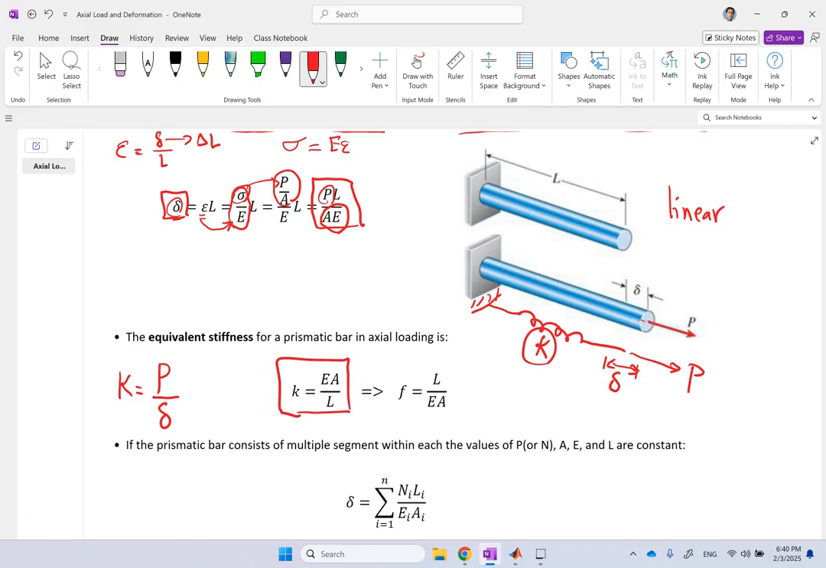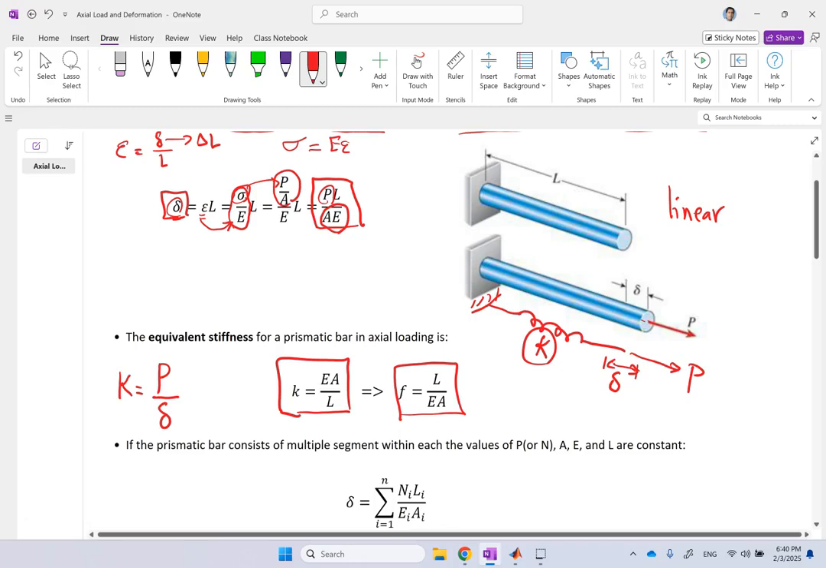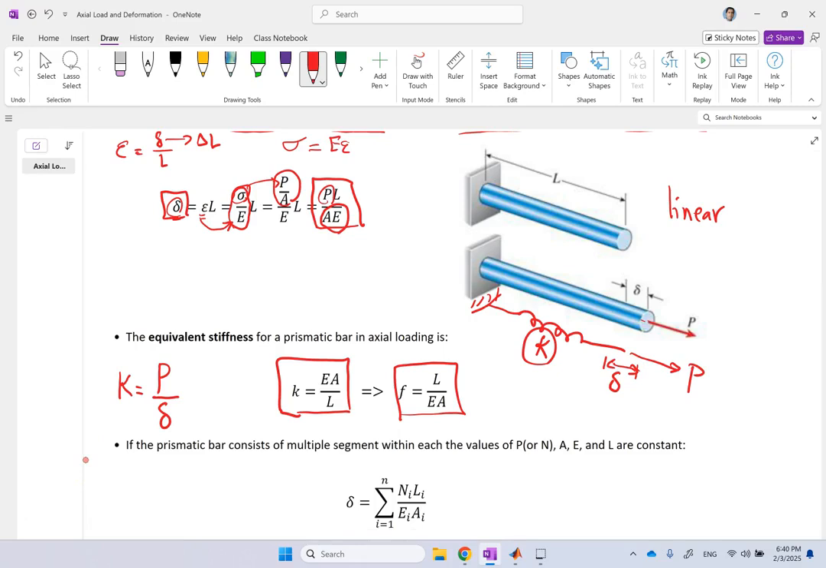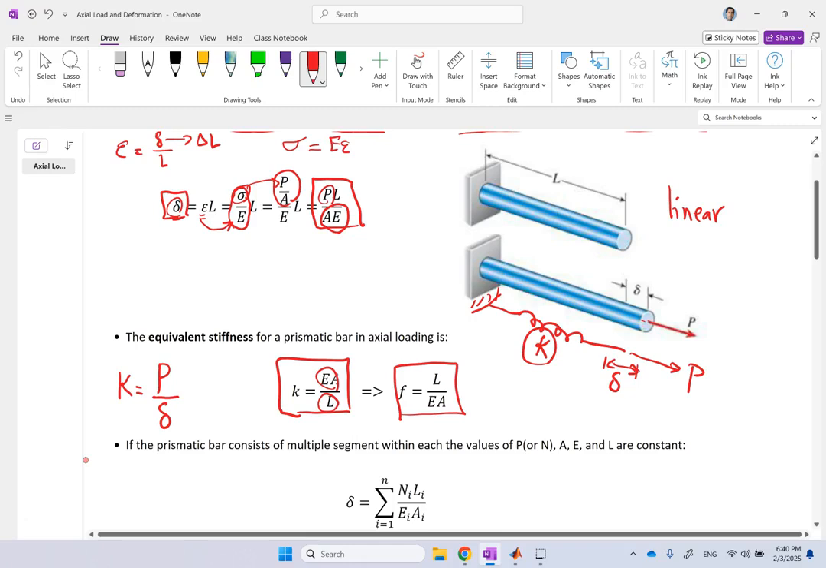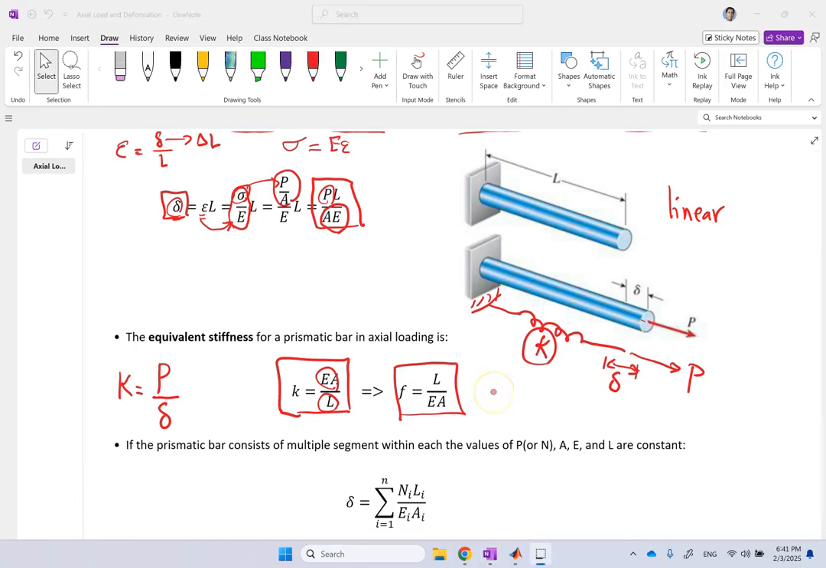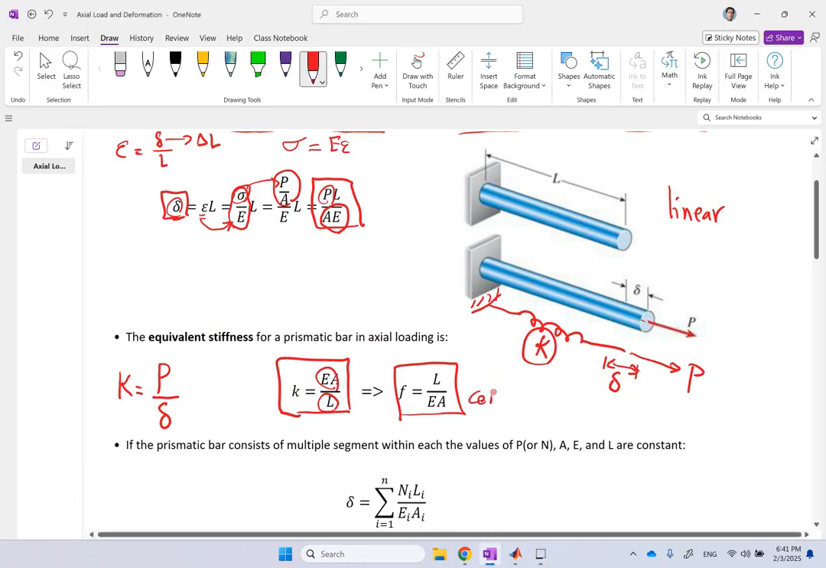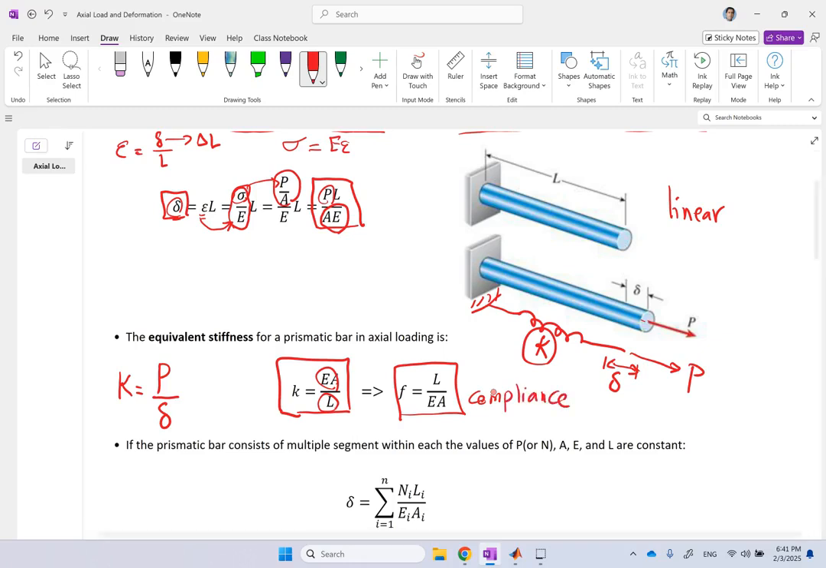Okay? And this is basically the inverse of the spring constant, L over AE. So clearly you see, the bigger the axial rigidity and the smaller the length, the bigger the spring constant. Now this term here is the inverse of spring constant, and there is a technical term for it called compliance or flexibility. So if you hear the word compliance, that is the inverse of stiffness.